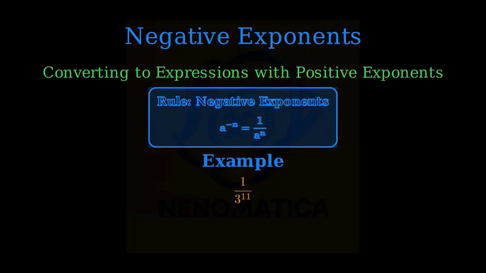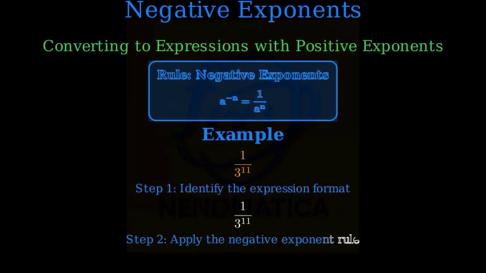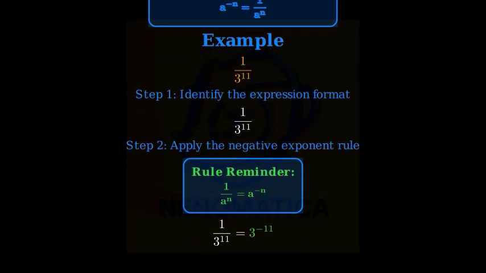So our final answer is 5 to the negative third power. We have the expression 1 over 3 to the power of 11. First, we can rewrite this as 1 over 3 to the power 11. Using the negative exponent rule, we can rewrite this as 3 to the power negative 11. So the final answer is 3 to the power negative 11.